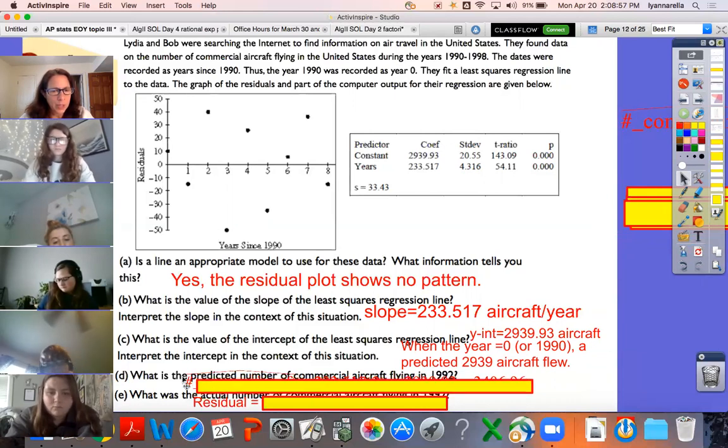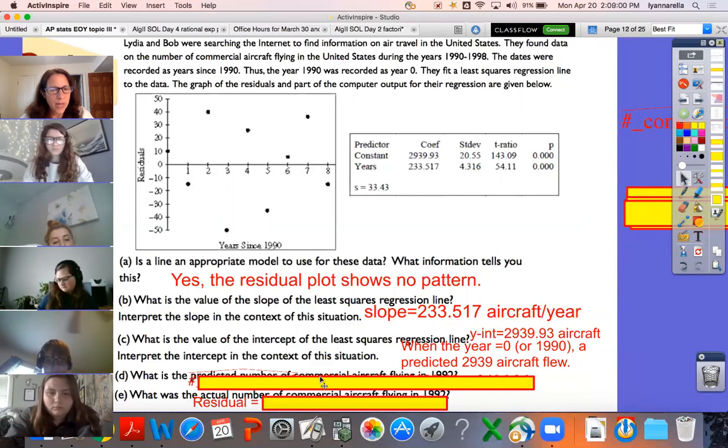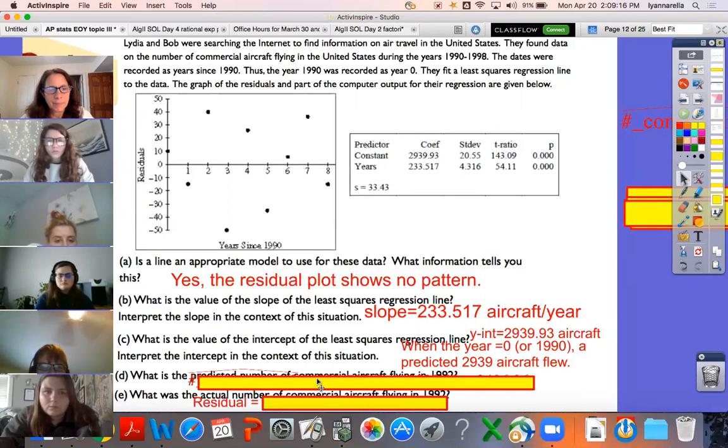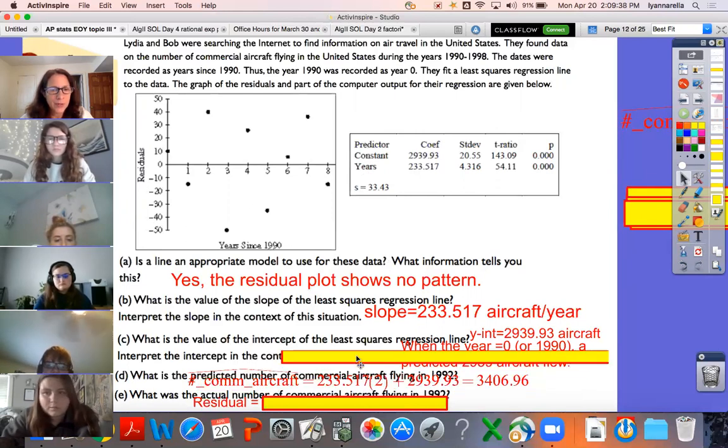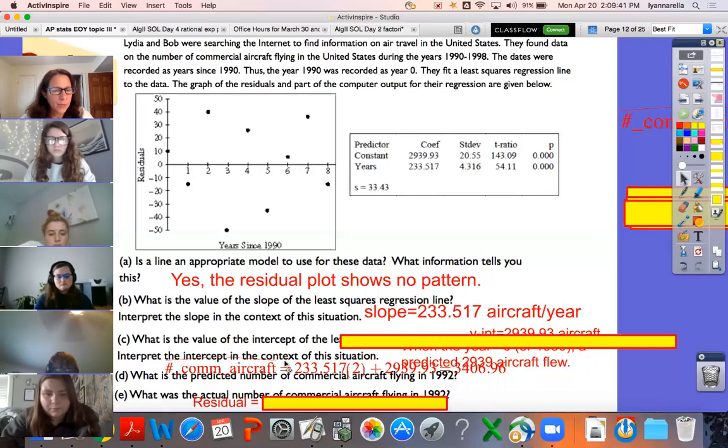Okay, now the prediction equation. I really need you guys to speak this one. So what goes under the hat? What are we calling the y variable? It's up here somewhere in the body of the problem. We know the x variable is years because it's always with the slope. So what's the y variable called? The number of commercial aircraft flying in the United States. Yes, very good. And I kind of abbreviated mine, but you're absolutely right. It's the number of commercial aircraft.